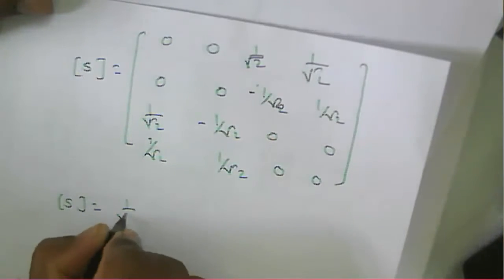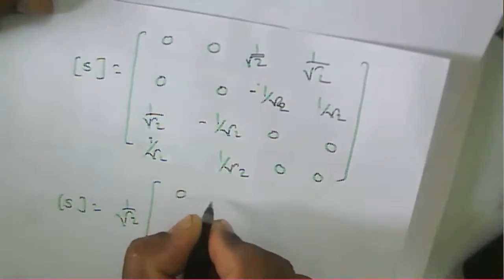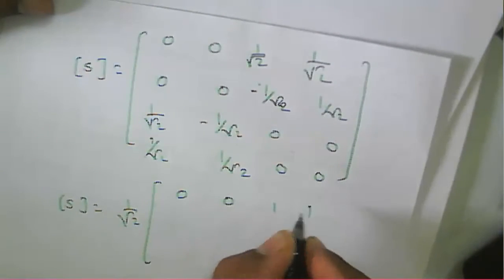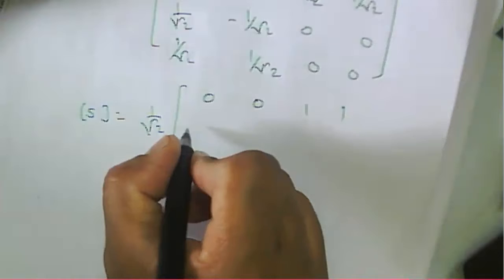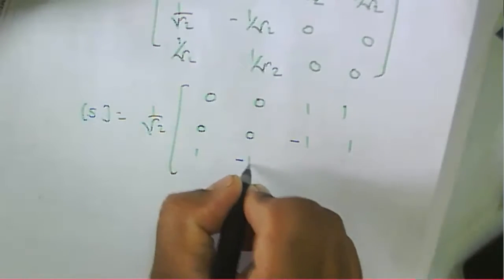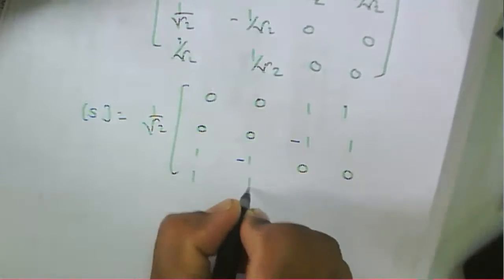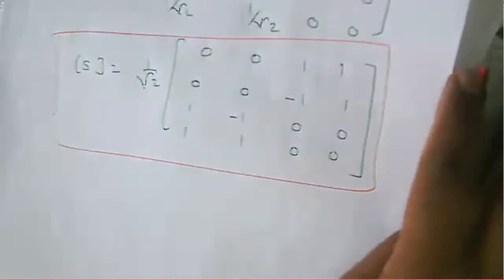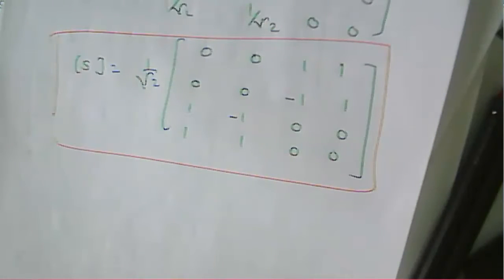These are the zeros. If we take 1 by root 2 common from the given matrix, it becomes 0, 0, 1, 1; 0, 0, minus 1, 1; 1, minus 1, 0, 0; 1, 1, 0, 0. And this is nothing but the end solution for the matrix, the expected matrix for this S matrix.